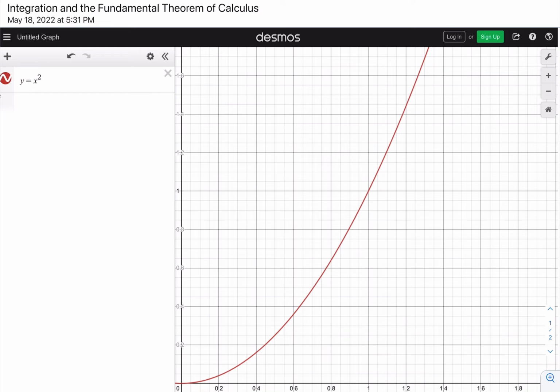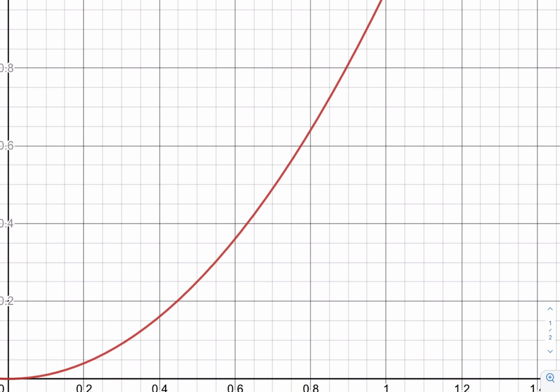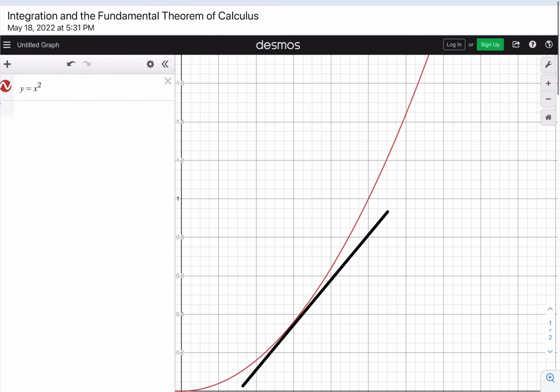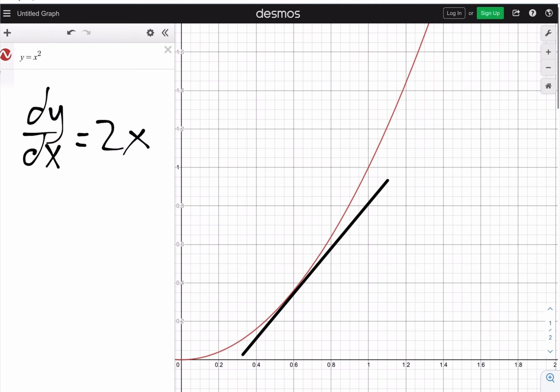We can find the vertex of this. We can find the instantaneous slope of this thing. So if I wanted to find the slope at, say, x equals 0.6, I could differentiate this function, right? So dy by dx, with respect to x, would be 2x. So for any x, the slope of this will just be 2 times x. So at 0.6, it'll be 2 times 0.6, which will give me 1.2. So the slope of this at the point 0.6 will be 1.2 units.